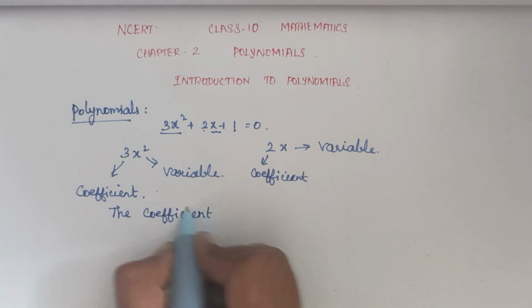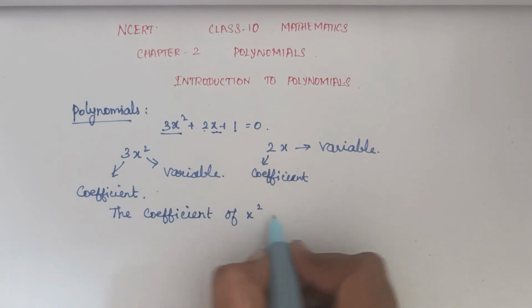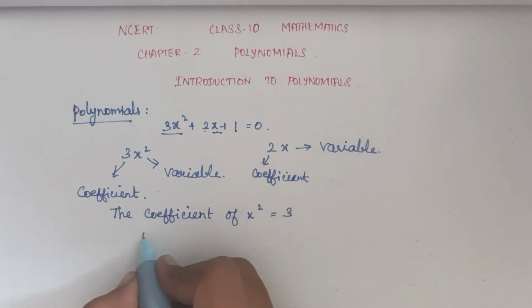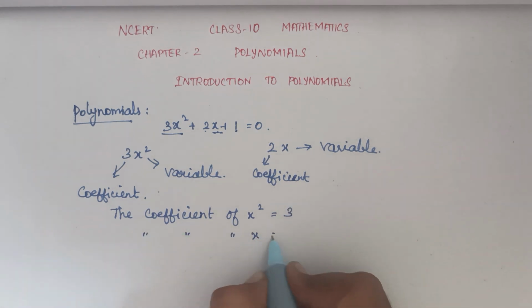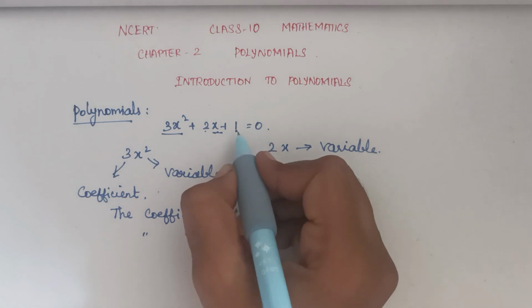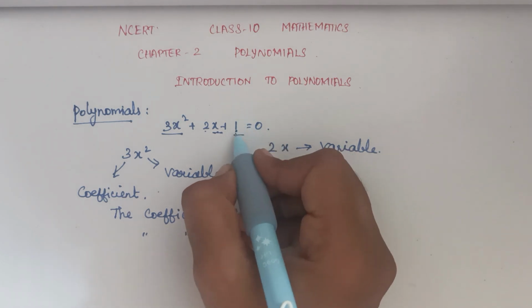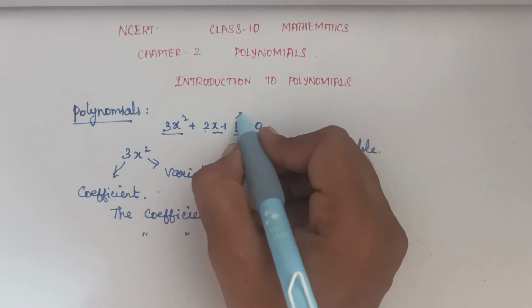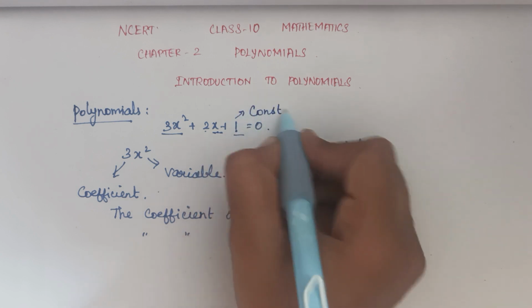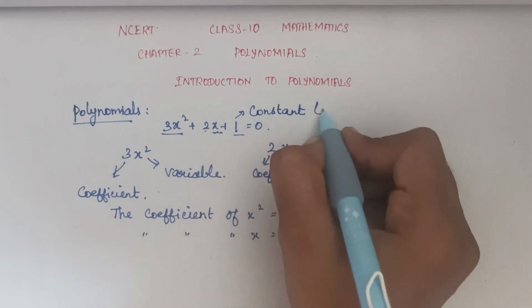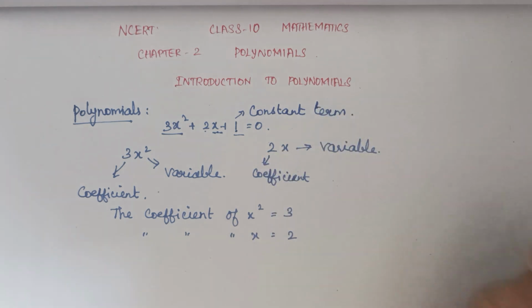The coefficient of x square is equal to 3. The coefficient of x is equal to 2. Here there is no variable, only the coefficient is there. That is called the constant term.